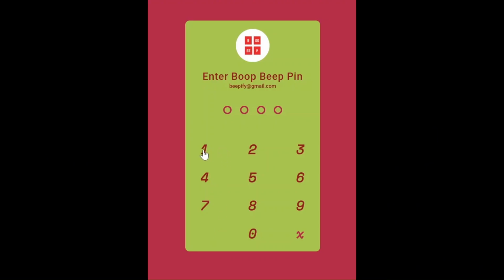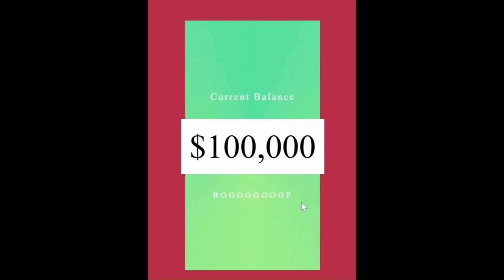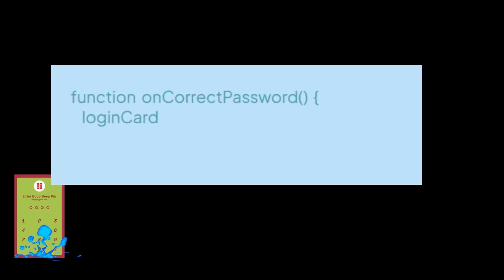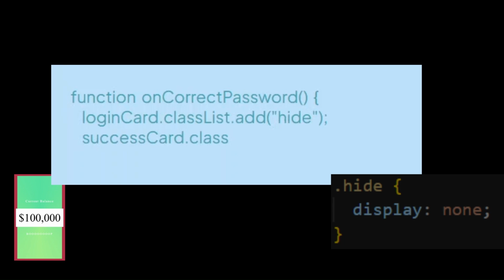So the user enters a 4-digit password. After entering the last digit, these signals will blink, giving an illusion that the system is checking whether the password you entered is correct. And if it is correct, we will see a different card. In that case, the current card, that is the welcome screen's display, will be set to none, and it will display another card with a success message.